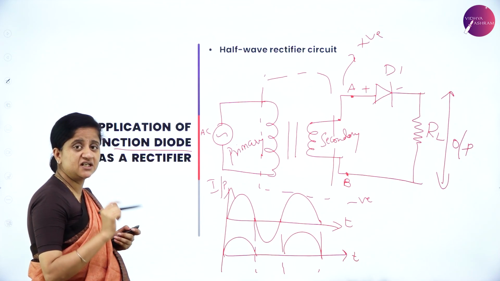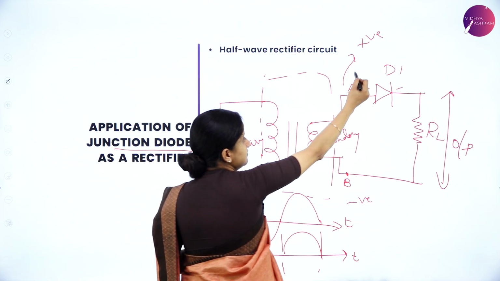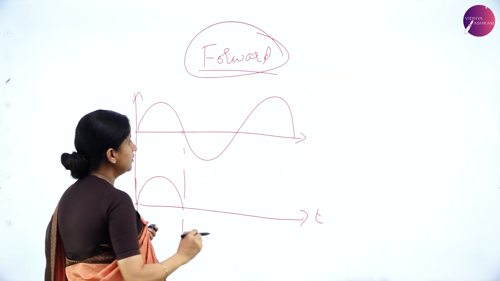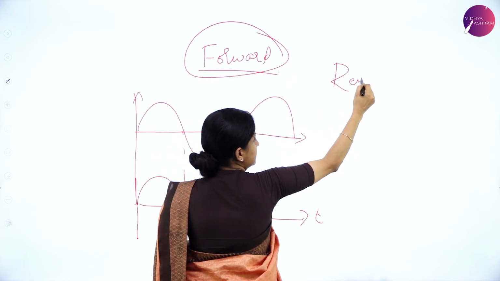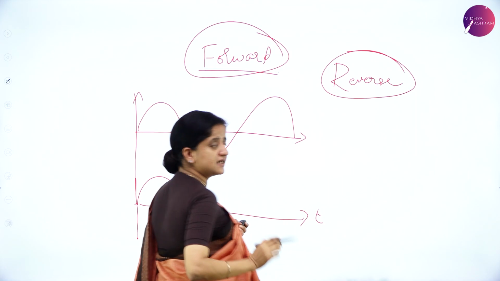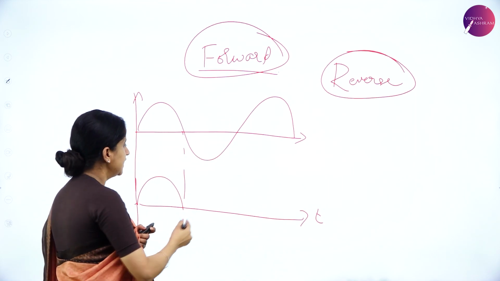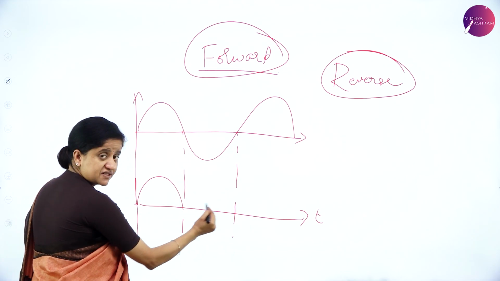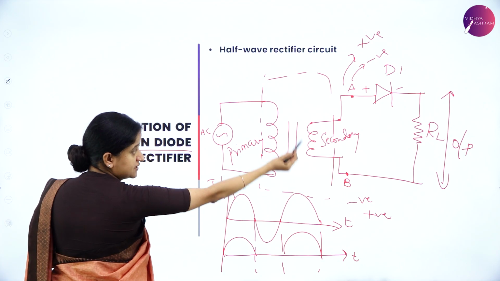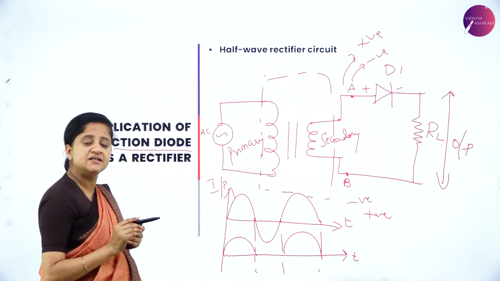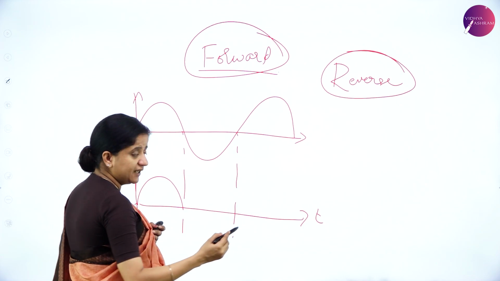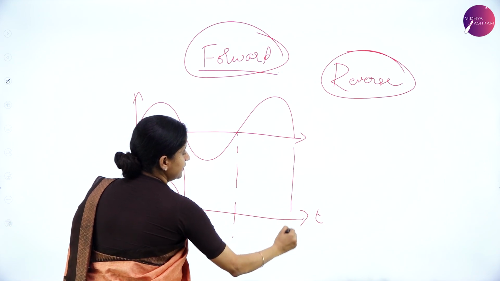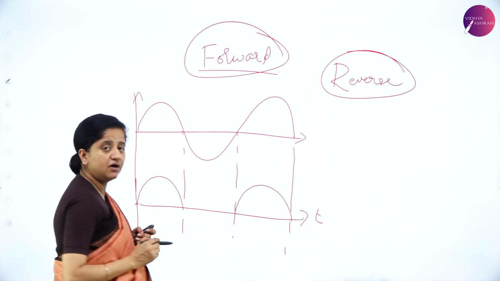During the negative half cycle or the second half cycle, A becomes negative and B acts as positive, which means the diode is in reverse bias condition. We know that the PN junction diode does not conduct when it is in reverse bias condition, and hence we do not get any output during the negative half cycle. Since B acts as positive and A acts as negative, the diode is in reverse bias condition. Again, in the next cycle, A becomes positive, B becomes negative, and we do get output during the positive half cycle.